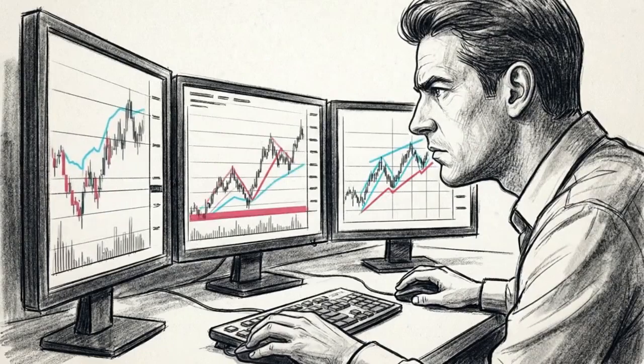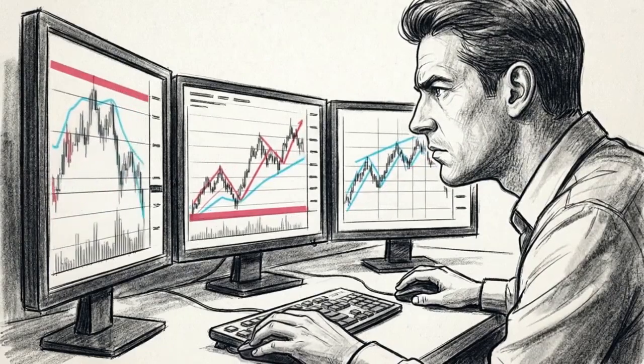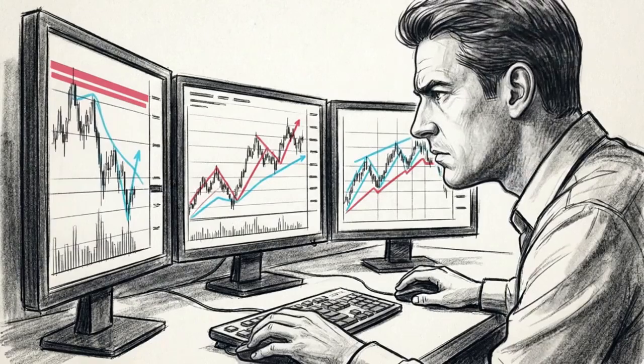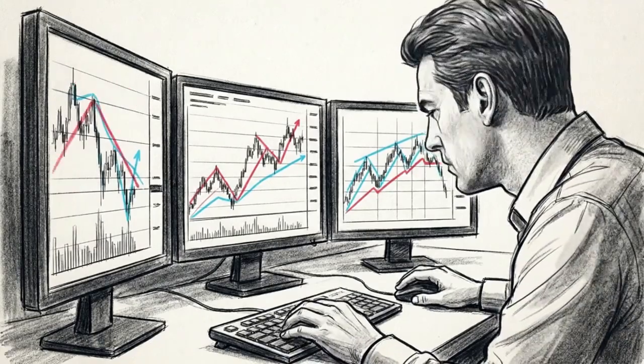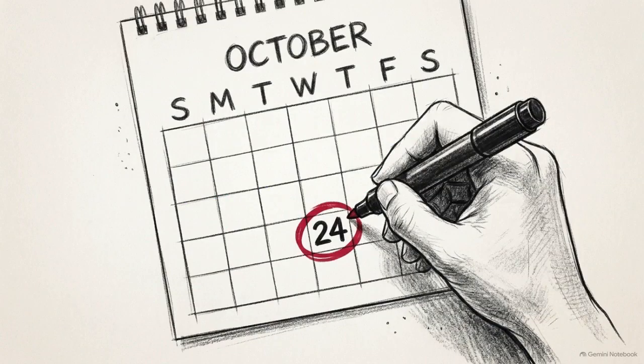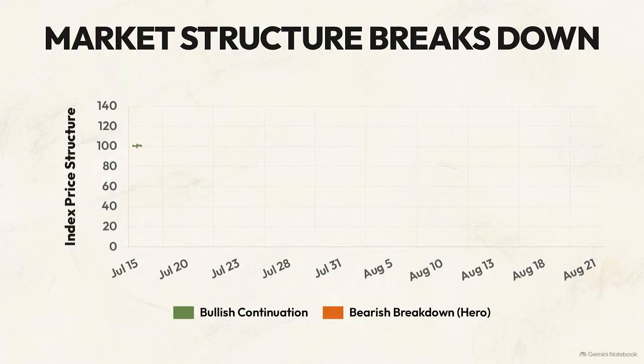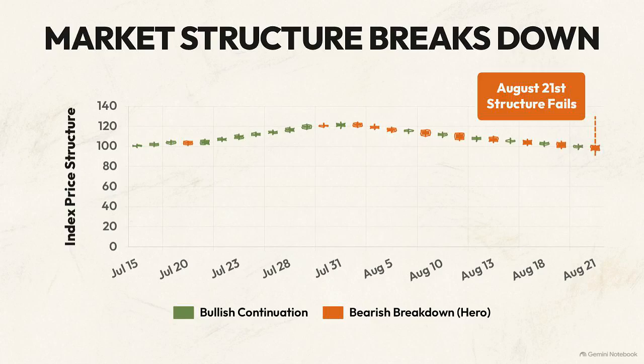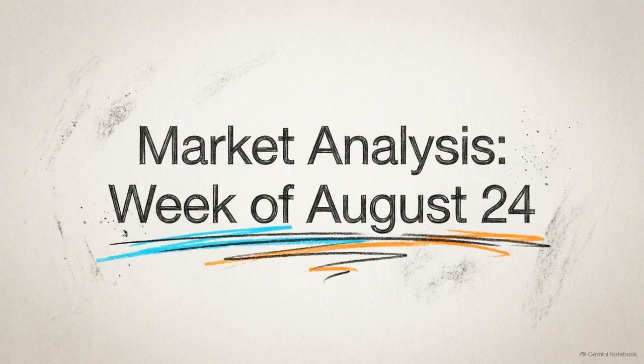Trading in a highly catalyst-heavy macro environment requires specific adjustments to risk parameters compared to standard technical conditions. To build a trading framework for the week of August 24th, we must analyze the specific market structure as it stood at the close of August 21st. This analysis provides a structural framework for educational purposes only. It is not financial advice.